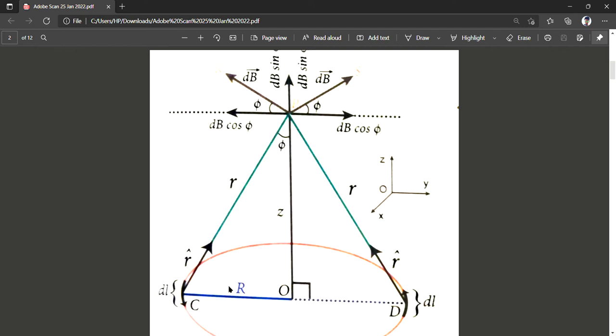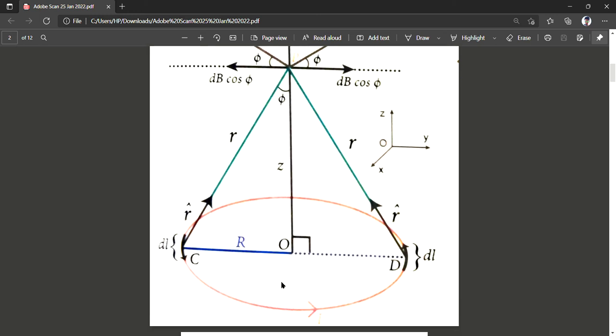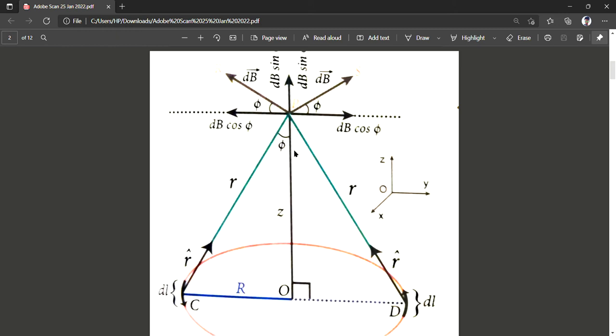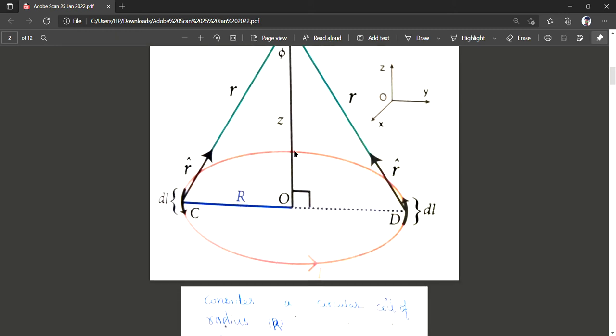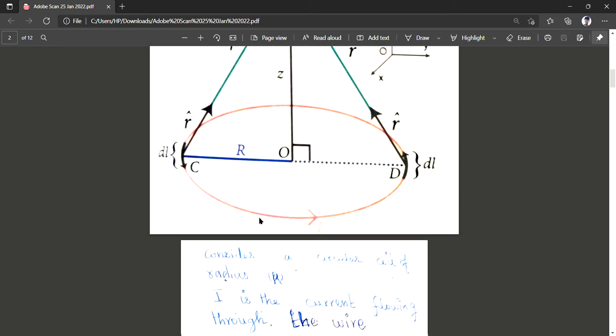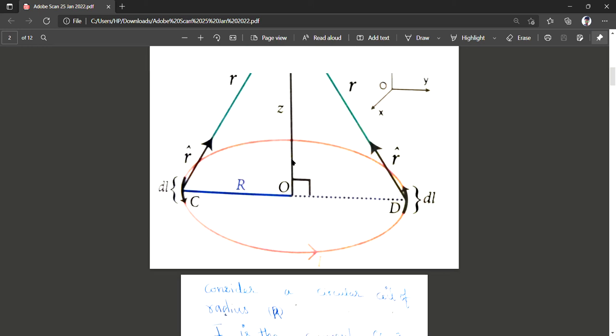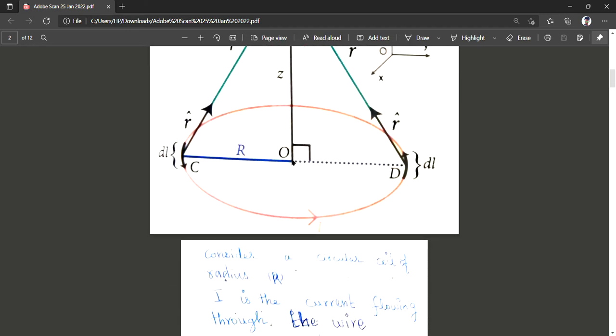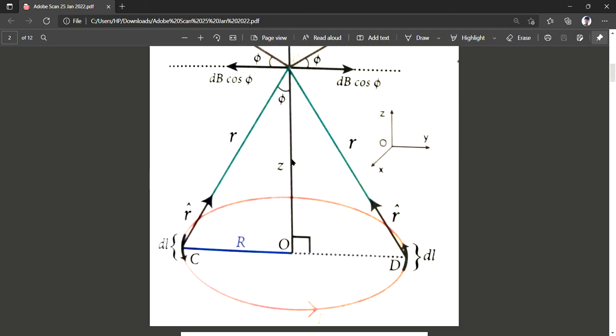Let R be the radius of the circular coil. Then I is the current. Let I be the current flowing through the wire. Now you have to take a point P. So this is the point P. P is at a distance Z from the center of the coil O. So P is a point on the axis of the circular coil at a distance Z from the center of the coil O. So let us take PO equal to Z.